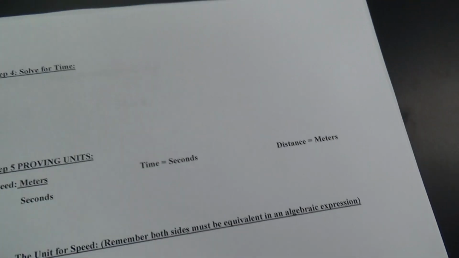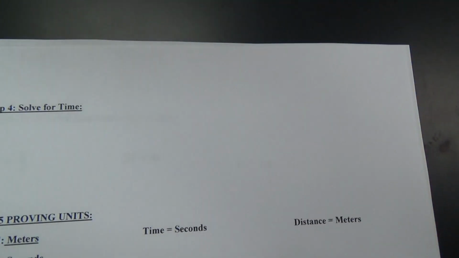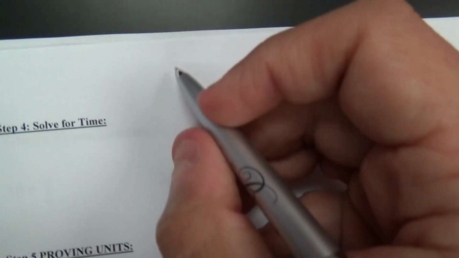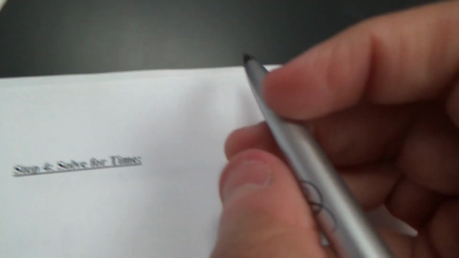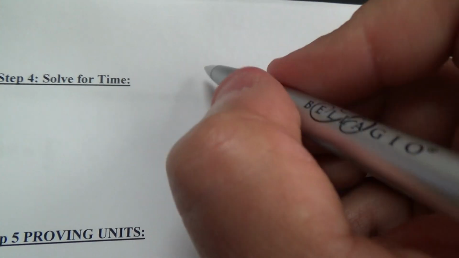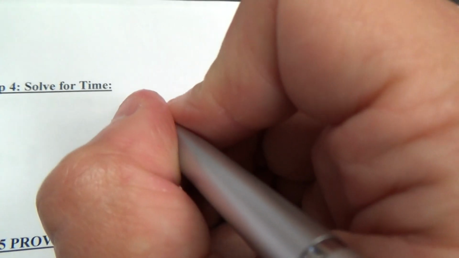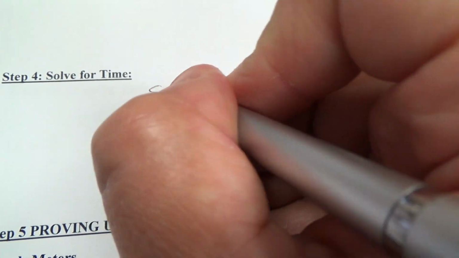Okay, let's solve for time. Again, no big deal. You know, this is where I wish I was left-handed. Oh well, okay. Look at this mess, here we go. So we're going to start off with, now that's a big one. Speed equals distance over time.